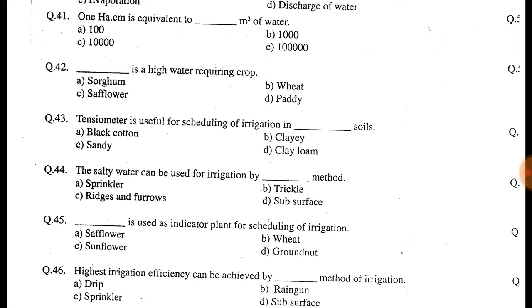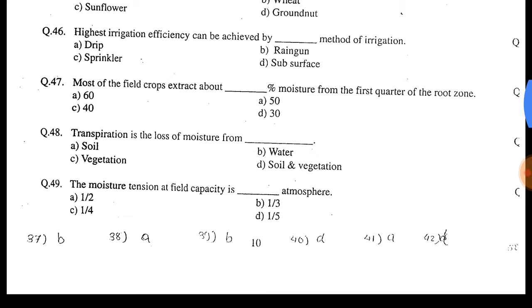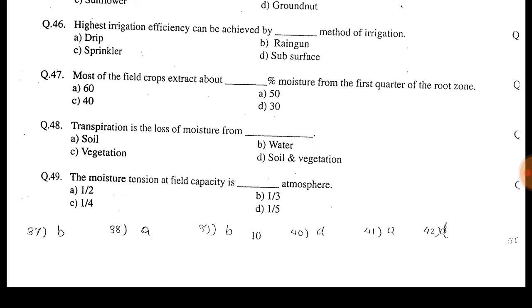Question number 44. The salty water can be used for irrigation by trickle method. Question number 45. Sunflower is used as indicator plant for scheduling of irrigation. Question number 46. Highest irrigation efficiency can be achieved by drip method of irrigation. Question number 47. Most of the field crops extract about 40% of moisture from the first quarter of the root zone.